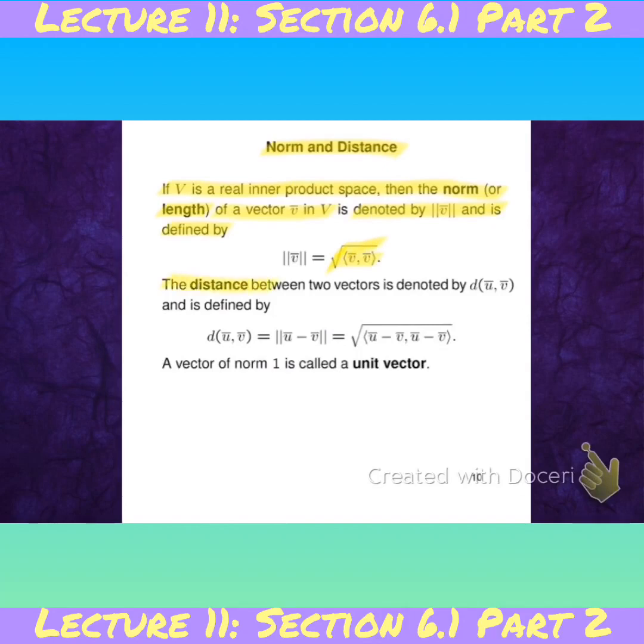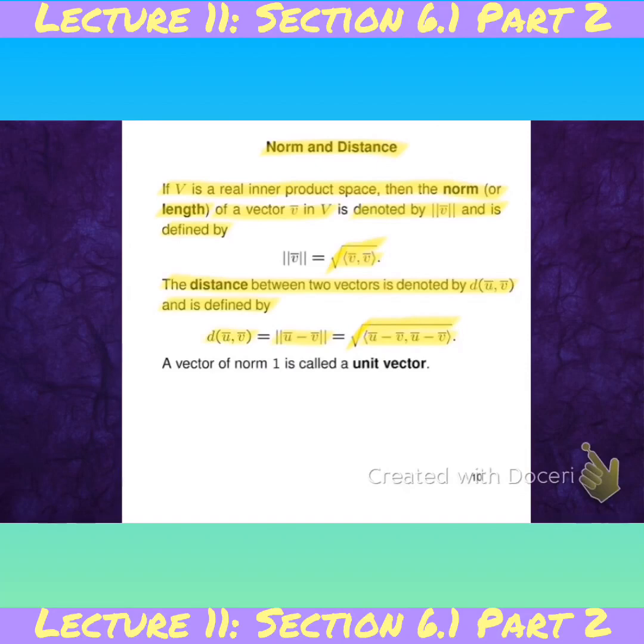Then the distance between two vectors u and v is simply defined as the norm of the vector u minus v, and we know what the norm is in terms of the inner product. The norm of that vector is simply the inner product of u minus v with itself, and then you take the square root of that, and that's defined as the distance.